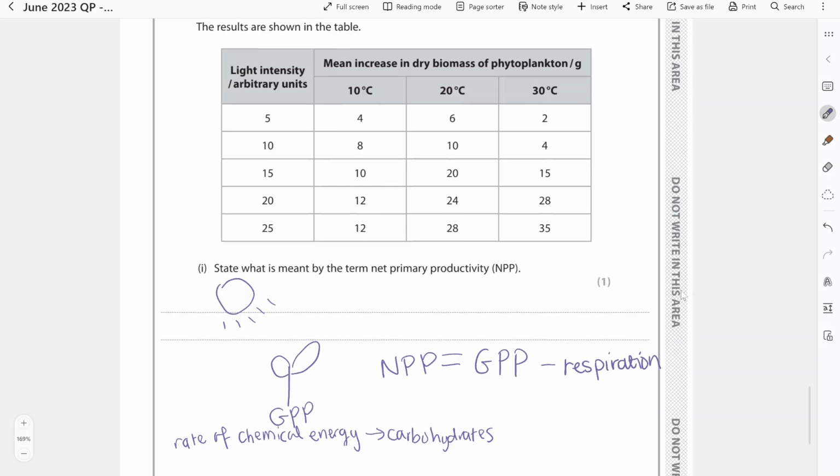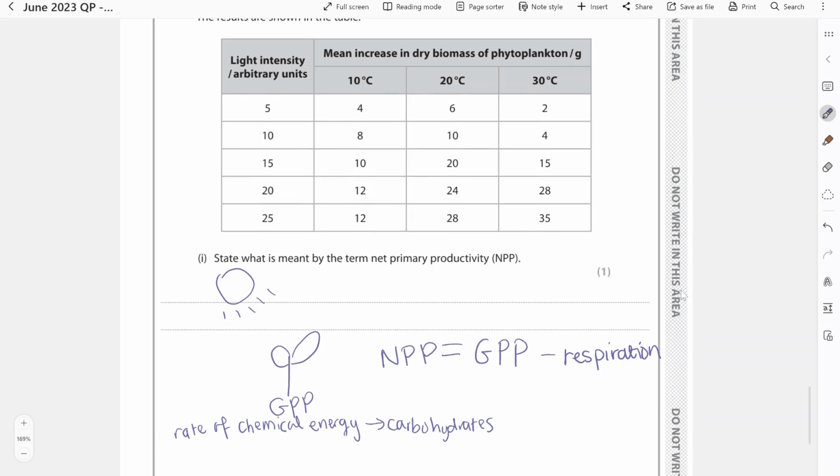So let's go over these terms. You've got GPP, which is the gross primary productivity, and it's basically the rate at which the chemical energy is converted to carbohydrates during photosynthesis. So I've drawn a plant here with the sun. Now, NPP, or net primary productivity, is the GPP minus the rate of respiration. So remember, some of those carbohydrates produced by the plant will be used for respiration, which means NPP refers to the energy that would be stored in the form of biomass, which would then be available for the herbivores or the primary consumers.